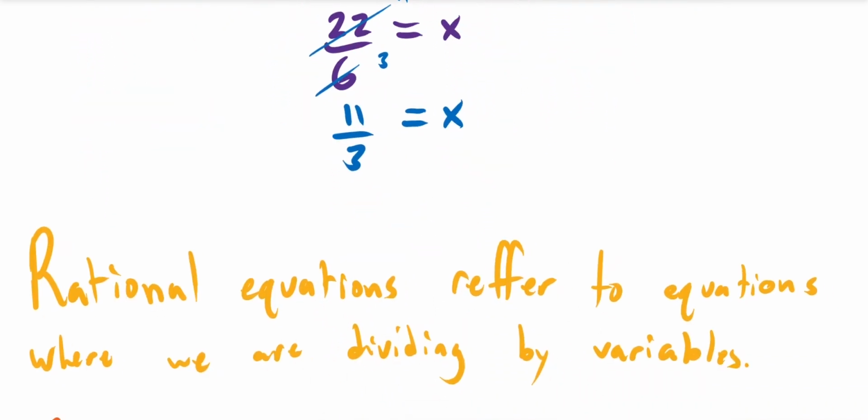So rational equations refer to equations where we're dividing by variables. If we have a variable in the denominator, that's actually no good if we're going to try to solve for that variable. Being in the denominator is something very different to being isolated. You can't just get rid of denominators where you feel they're not necessary. So we have to do something to get our variables out of the denominator whenever we're trying to solve for them and they happen to be there.